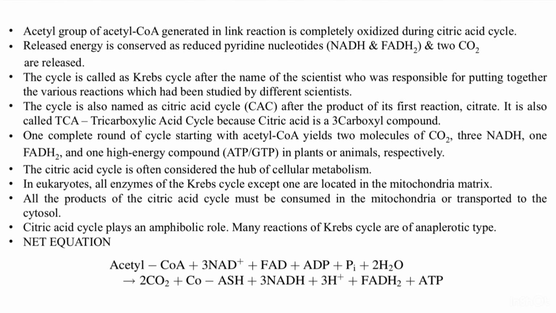Let us look at the salient features of Krebs cycle. The acetyl group of acetyl coenzyme A, which is produced through link reaction, is completely oxidized through 8 steps of Krebs cycle. The energy is conserved at least in 3 steps as NADH, in one step as FADH2, there is also production of 1 ATP through the substrate level phosphorylation. Two molecules of carbon dioxide are released in the process.